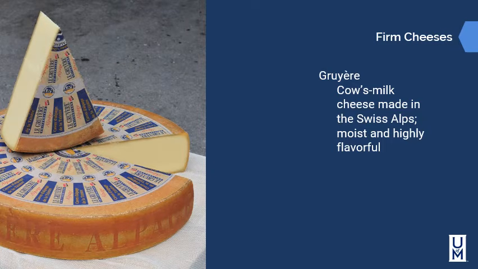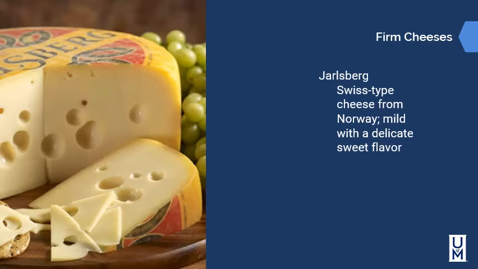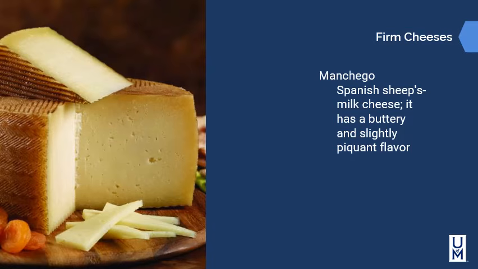Gruyere, which is a cow's milk cheese made in the Swiss Alps, is moist and highly flavorful. Jarlsberg is a Swiss type of cheese from Norway with a mild and delicate sweet flavor. Manchego is a Spanish sheep's milk cheese. It has a buttery and slightly piquant, or spicy, flavor.